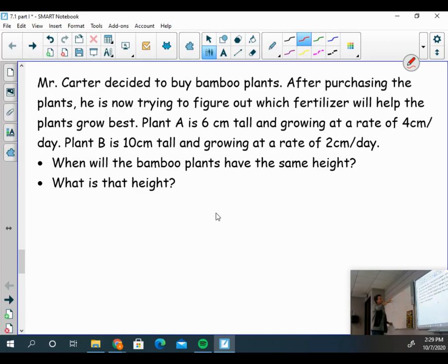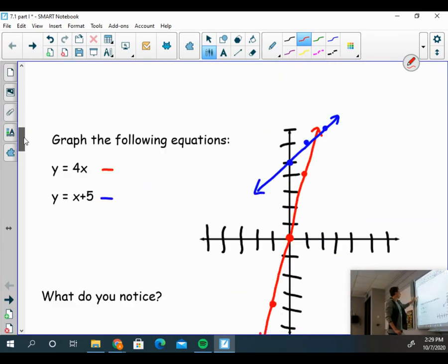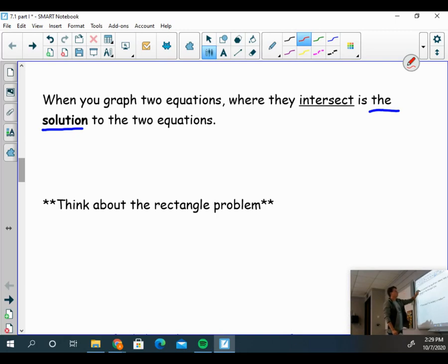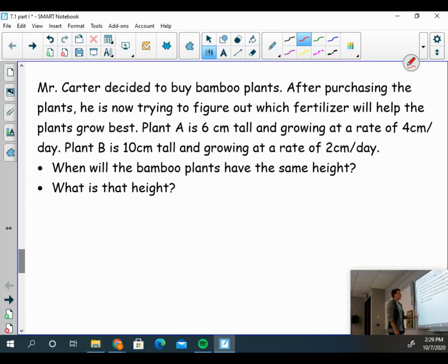So we've learned about how to graph equations of lines. And what we learned is that where they intersect is the solution to the two equations. When you graph two equations, where they intersect is the solution. Okay? So let's try this with a word problem.